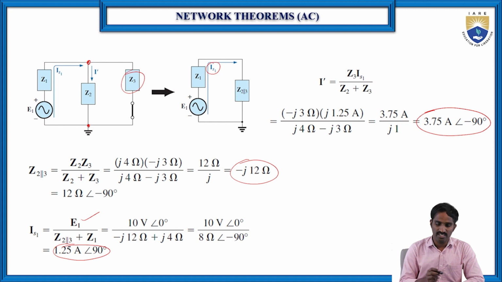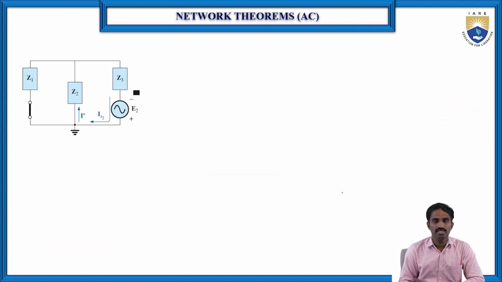Now we are going for the second case. For the second circuit, we are going to consider the second voltage source E2 alone, and the first voltage source E1 is replaced with the short circuit, because in this particular circuit, two are the voltage sources only. There is no current source. Here also we need to find the current flowing through the Z2. Let us consider the current flowing through the Z2 is I double dash.